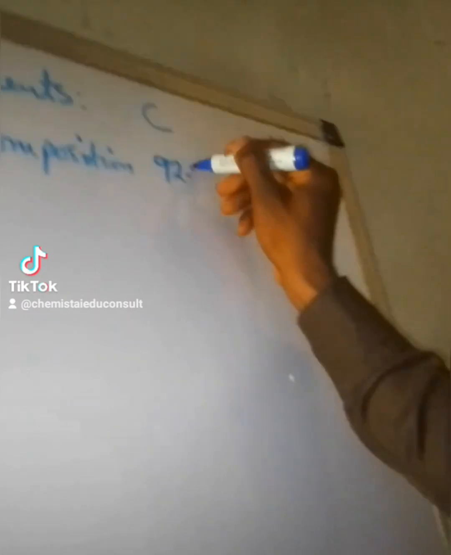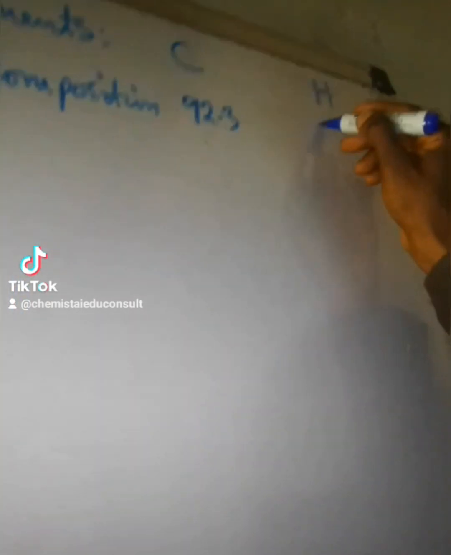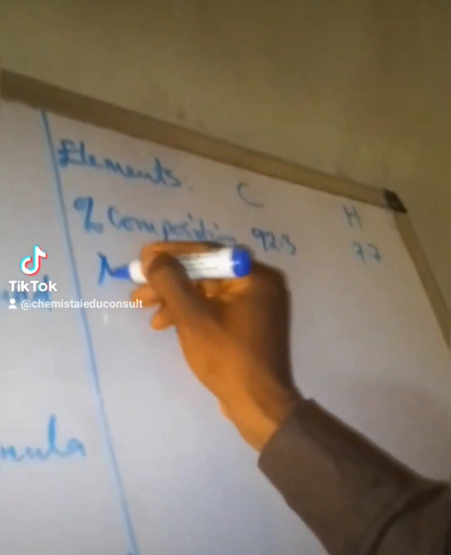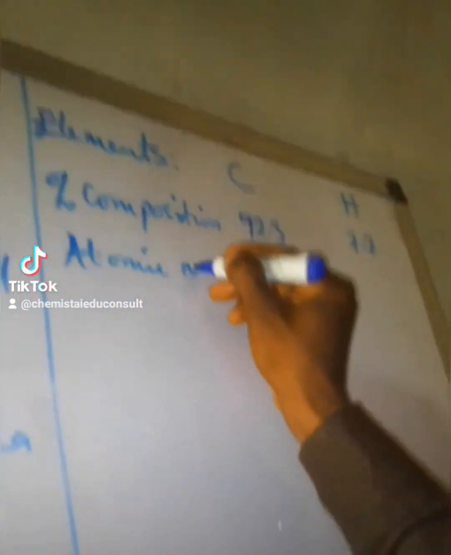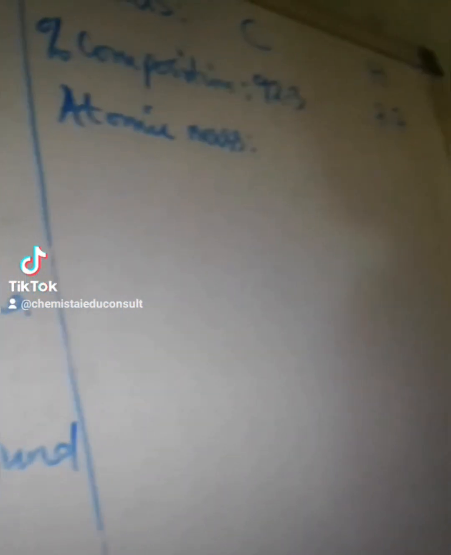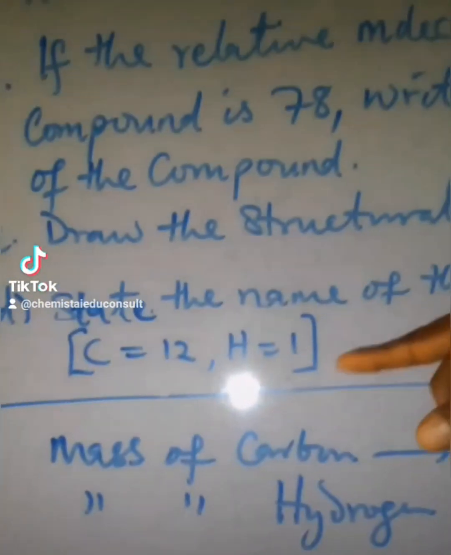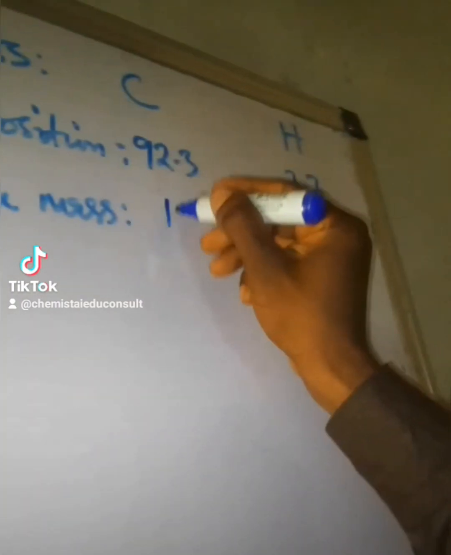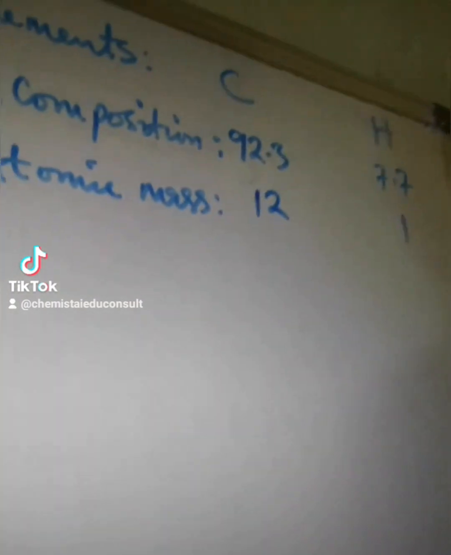You come back to the question, the solution. Percentage of carbon there is 92.3. And percentage of hydrogen is 7.7. The next is to list the atomic masses given. The atomic mass of carbon, as in the brackets, is 12, and hydrogen is 1. So the atomic mass of carbon is 12. That of hydrogen is 1.